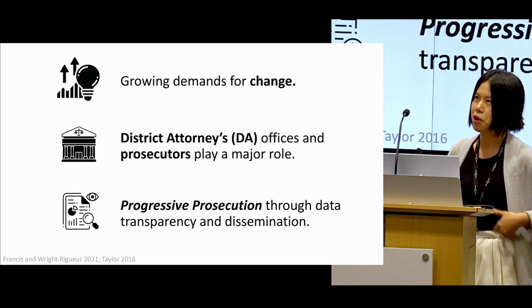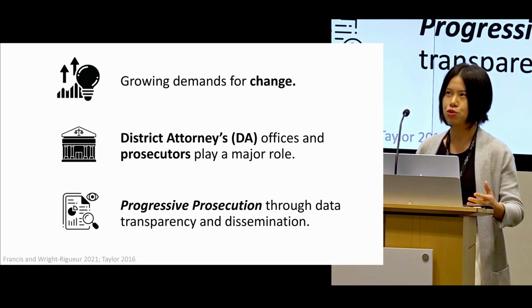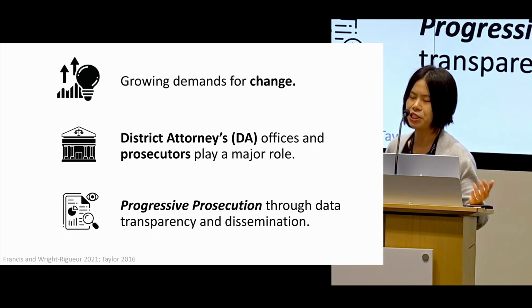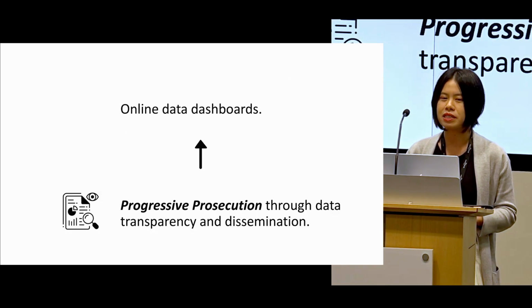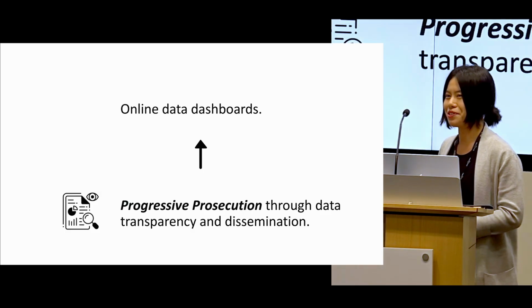And there's some group of prosecutors calling themselves progressive prosecutors. They're leading for change through data transparency and data dissemination. And this actually for them means a lot of online data dashboards. So this is where you see literacy is very important.